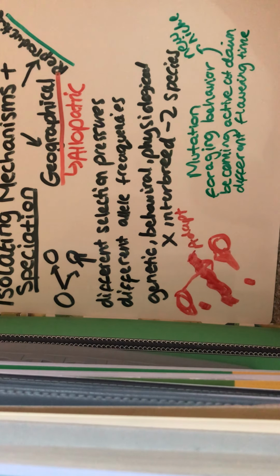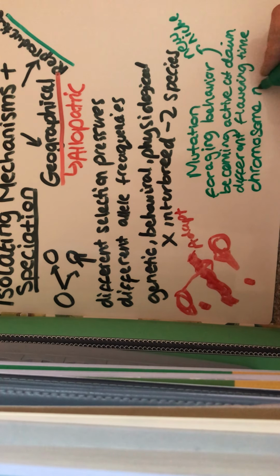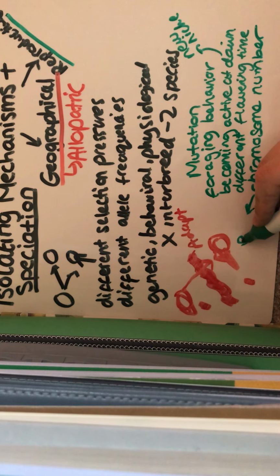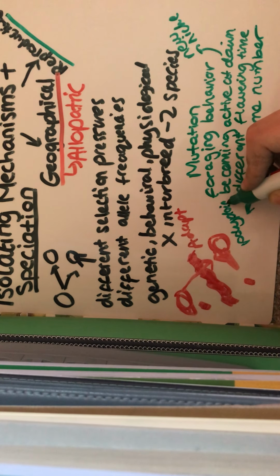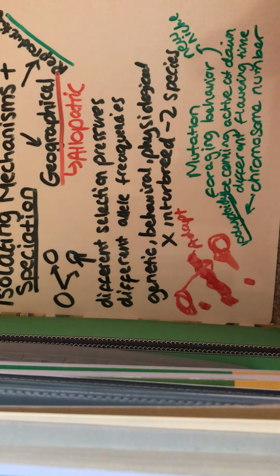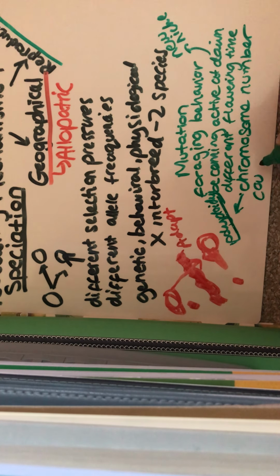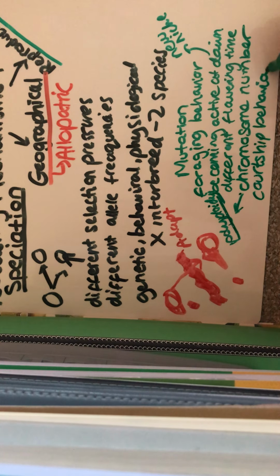Changes in the chromosome number could mean that gametes cannot fuse. So the chromosome numbers might not be able to fuse, and that's called maybe polyploidy. If there was an extra set, they might not be able to fuse properly. There could also be a change in courtship behaviour. So mating dances, for example, might change. It might mean that they cannot mate.